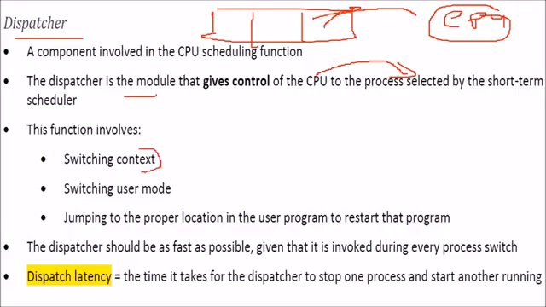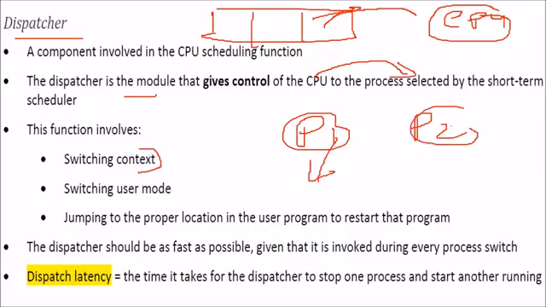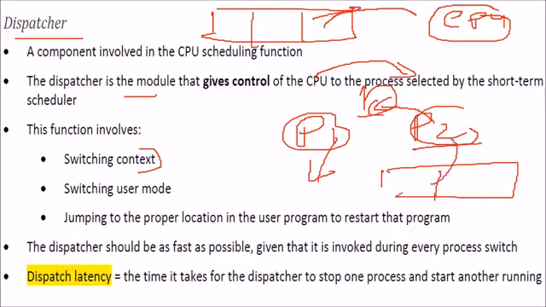So what tasks does it perform? First is context switching. This is P1, this is P2. P1 has to be taken out. That means all the state and all the information of P1 has to be kept, and all the information of P2 has to be reinstated in the CPU. It may be possible that P2 might have been executed up to a certain point, so it has to be restarted again.